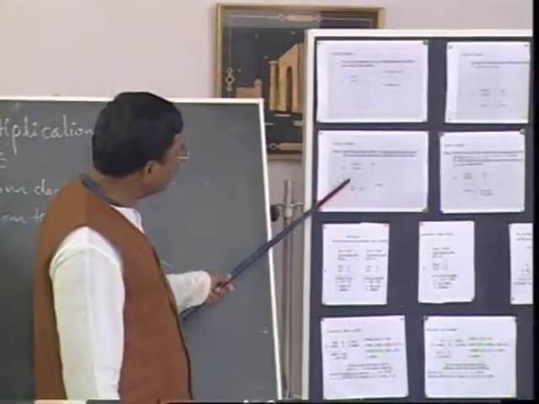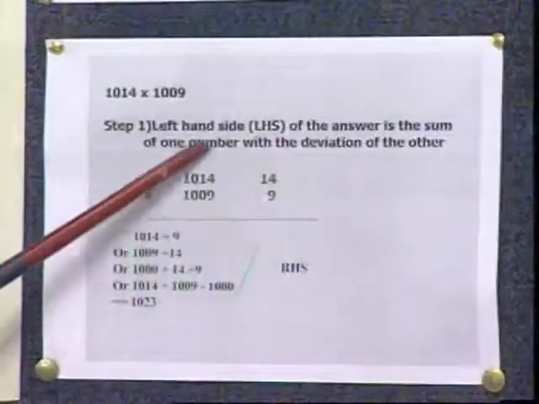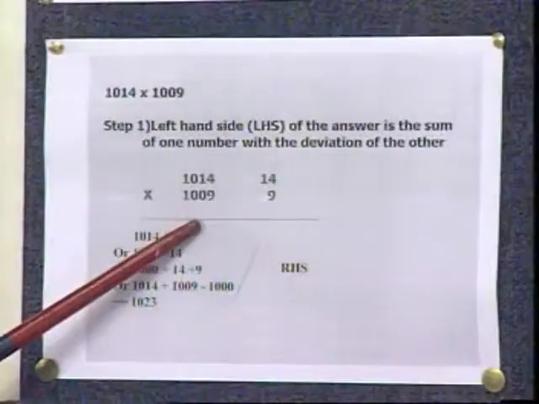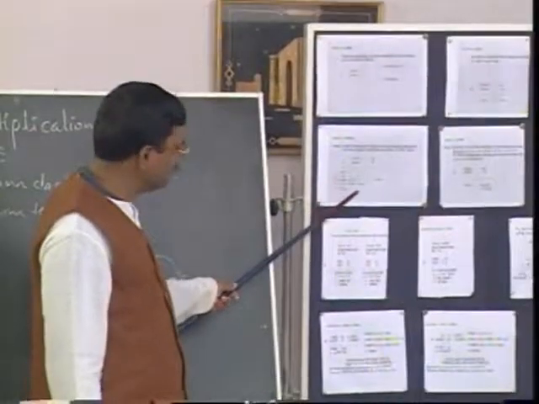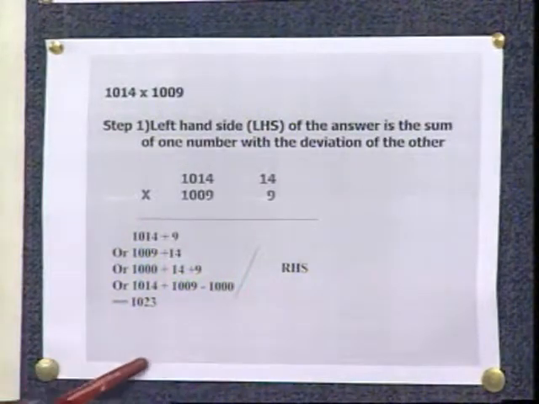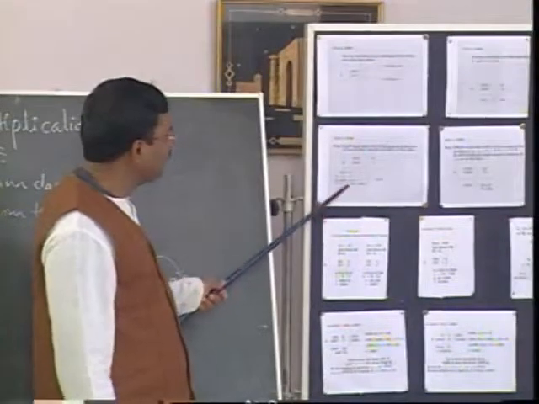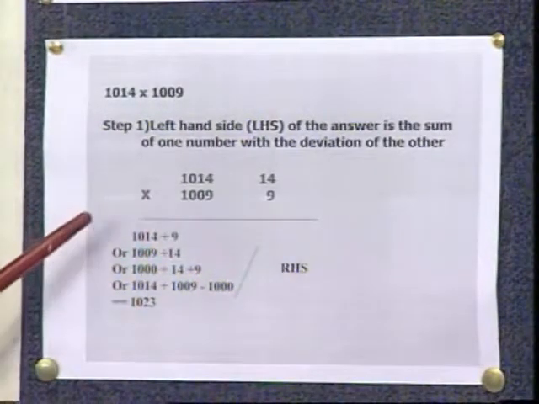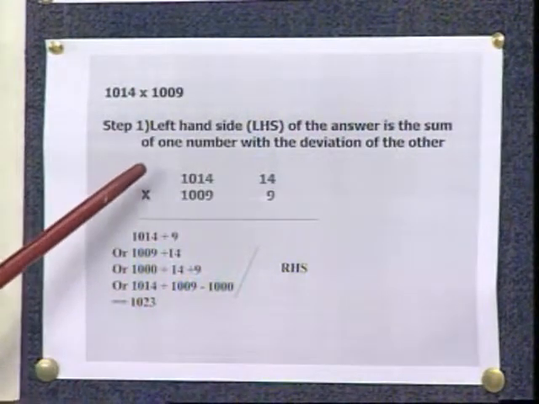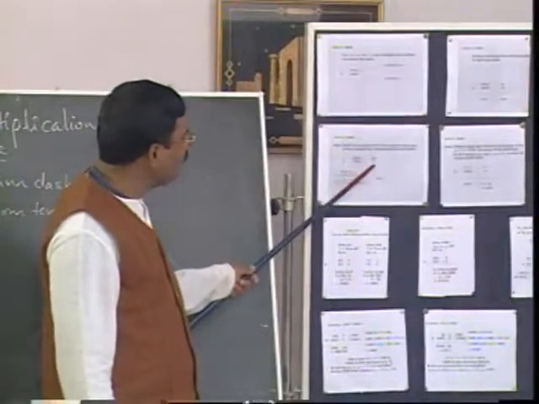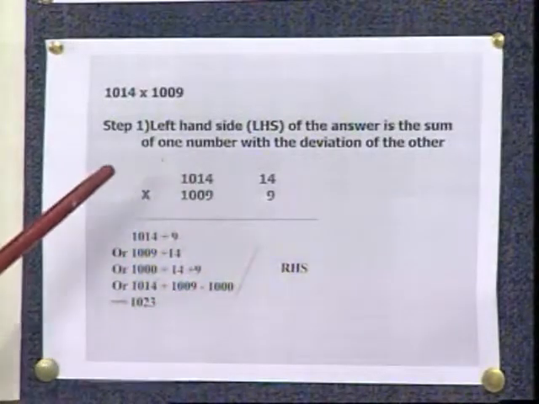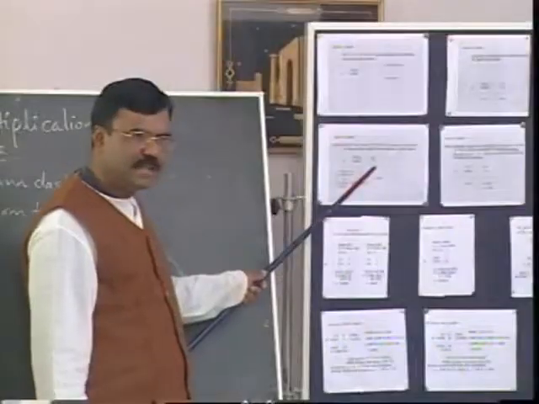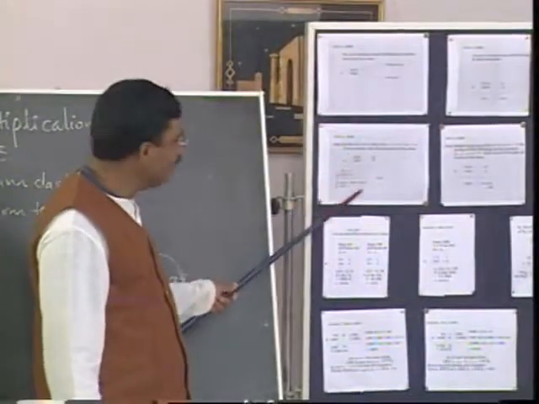There is another way also. You take these two numbers, 1014 and 1009. The total of these is 2023. Subtract the base, and then also you will get 1023. To get the left part of your answer, there are 4 choices, but as per my suggestion, you select the one big number and the small deviation. In this case, that is 1014 and the small deviation 9. Add 9 to 1014, and you will get the same number.